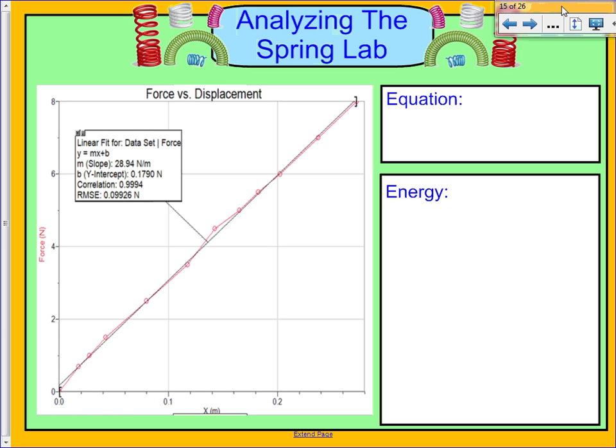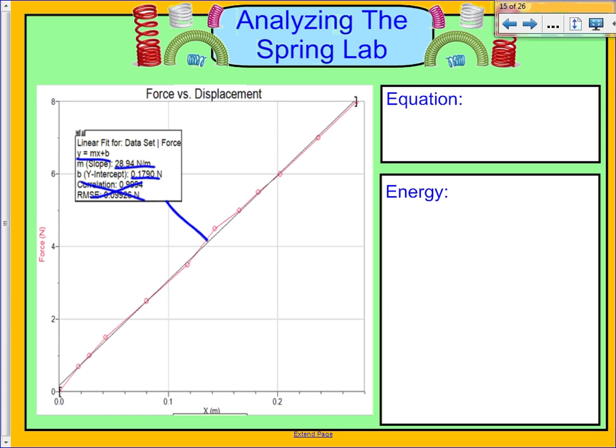From that, off to the side here, you'll notice that it's giving you some information about the line. Notice it's the linear fit, because it's a line of best fit. It tells you what your slope is. It tells you what your y-intercept is, and then we don't really care about this stuff right there, so I'm just going to cross it out.